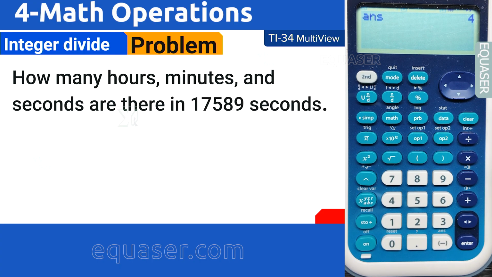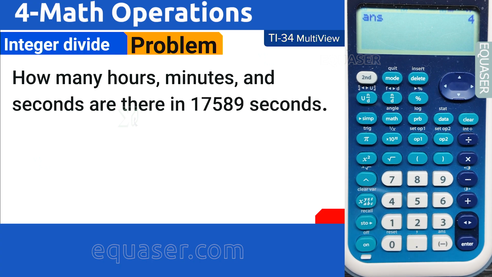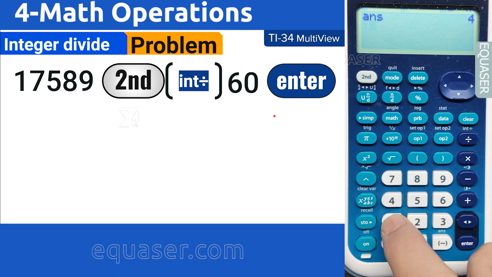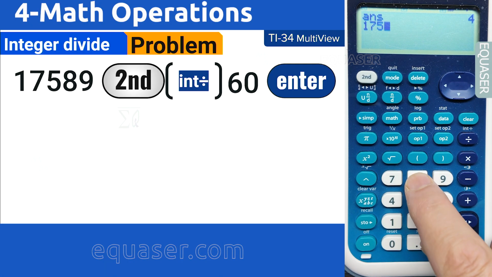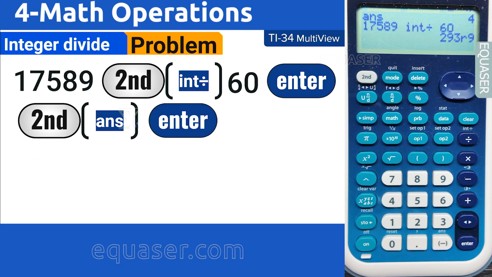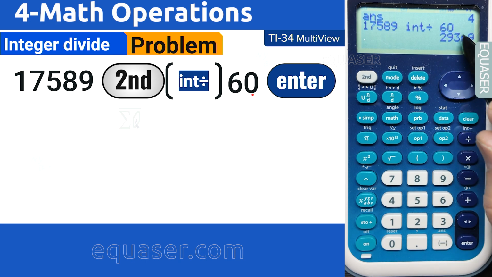Now there is a problem. How many hours, minutes, and seconds are there in 17,589 seconds? 17,589 second function integer division by 60. So press enter, and we got this value, and remainder is 9.